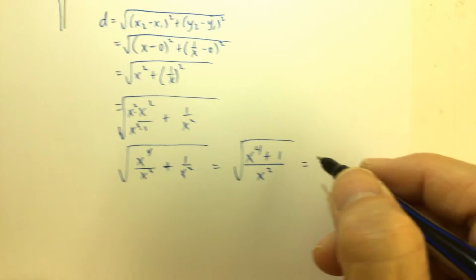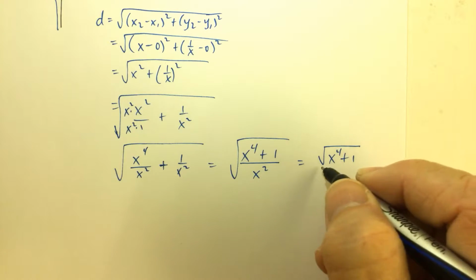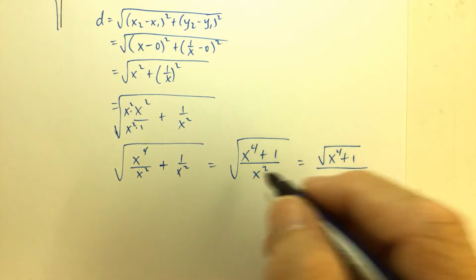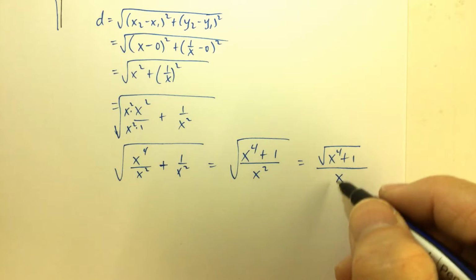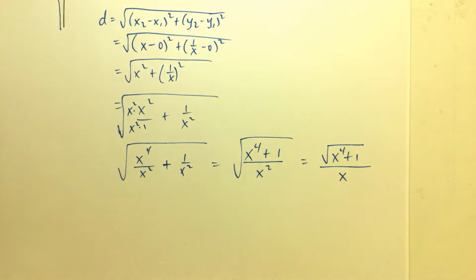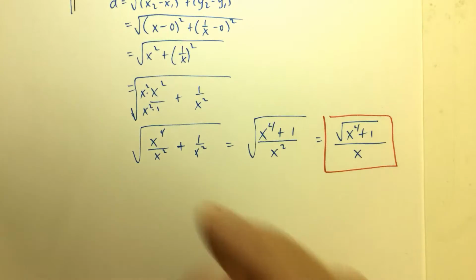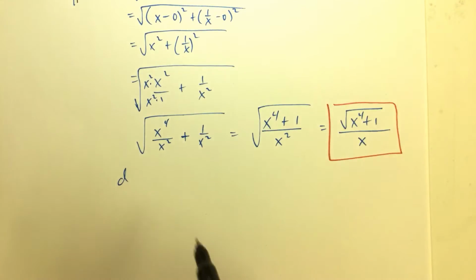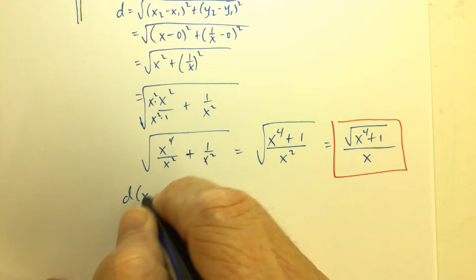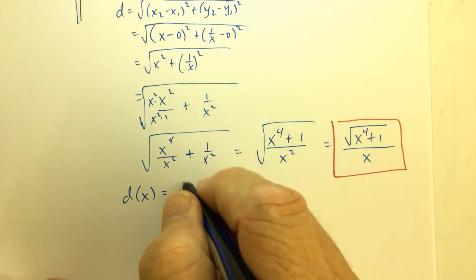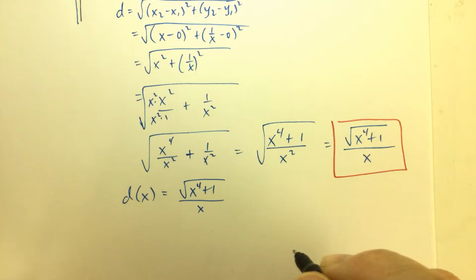And for the square root of that, we can split up the numerator and denominator as the square root of x to the 4th plus 1 over the square root of x squared, which is just x. And so there we have our expression for the distance between any point on the curve and the origin. So the distance as a function of x is equal to the square root of x to the 4th plus 1 all over x.